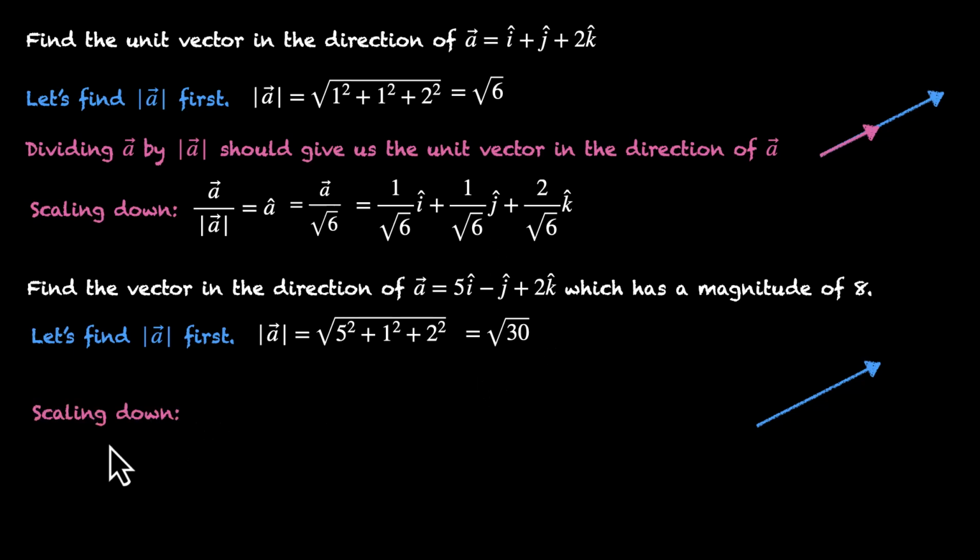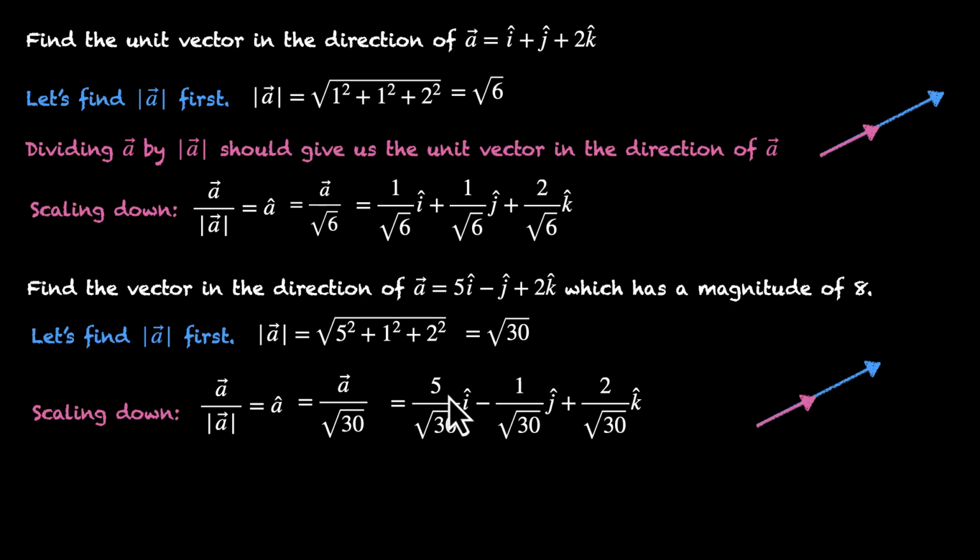Now let's scale this down. If we scale this down, we'll divide this by its magnitude. This is a cap. That's a vector by root 30. That's going to be 5 by root 30 i cap minus 1 by root 30 j cap plus 2 by root 30 k cap. So now we have a unit vector in this direction.